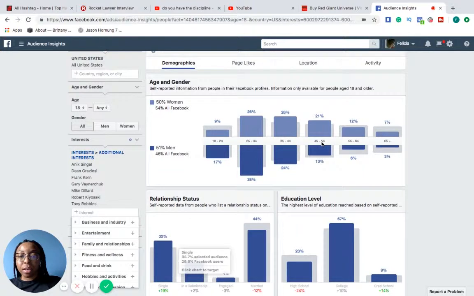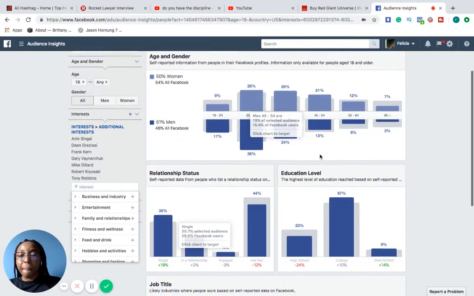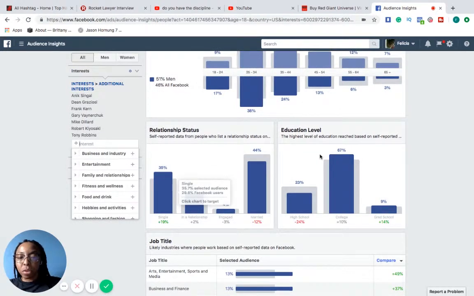Because as you can see, these are the biggest numbers. So you got the 25 to 34-year-olds, you got 35 to 44-year-olds, and then it starts to dwindle slightly between the 45 and the 54-year-olds, and then it just goes down from there. So we're going to keep the ad from the age of 25 up to 54. Cool.